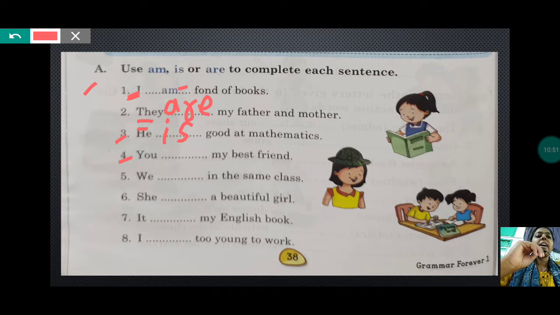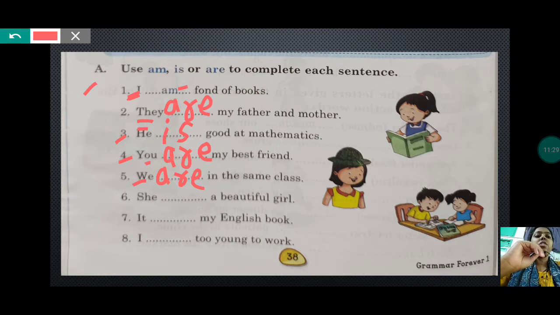Number 4, you dash my friend. Now here a person is talking about only a single person, but I have already told you, although is is used with singular nouns, are is always used with you. So you are my best friend. Number 5, we dash in the same class. We is used for more than one person. So are, we are in the same class, and we is always used in that group where we are included.